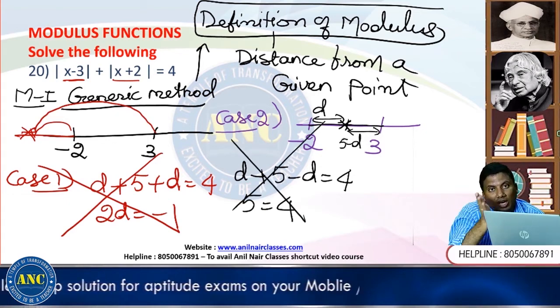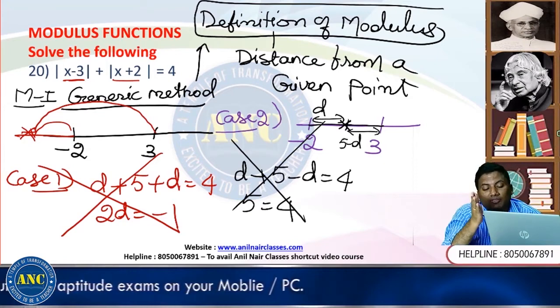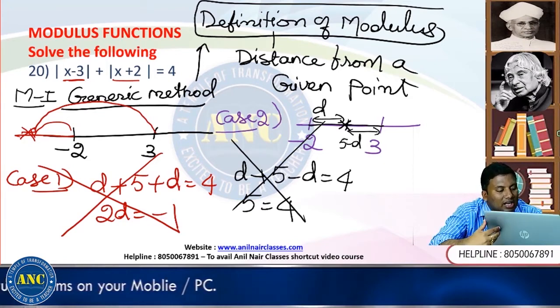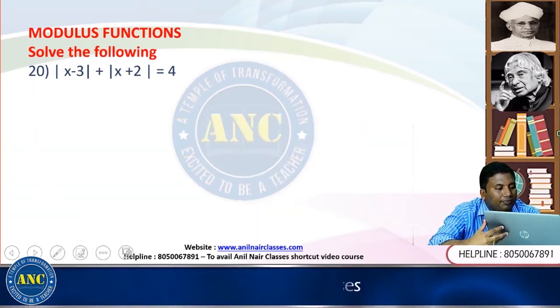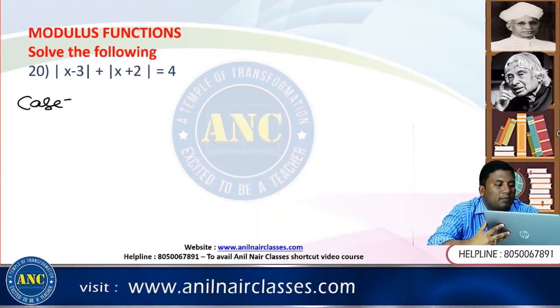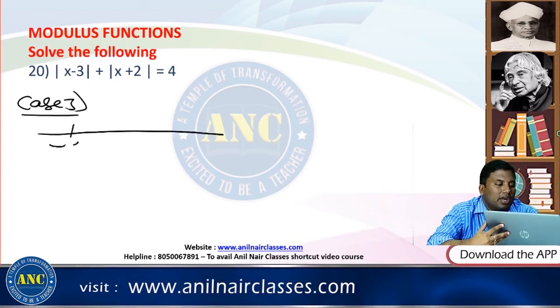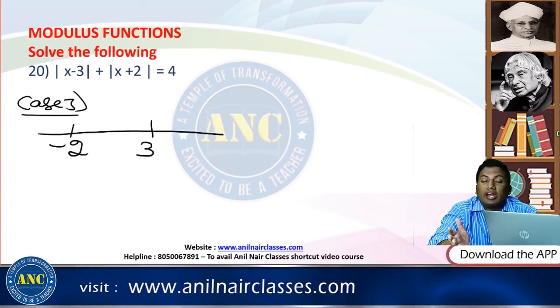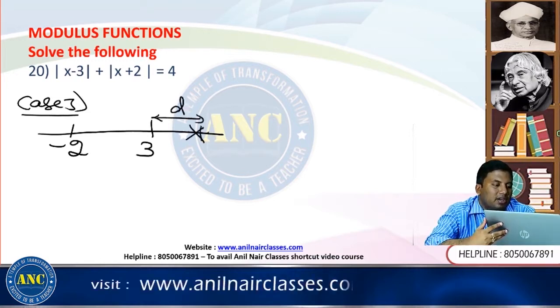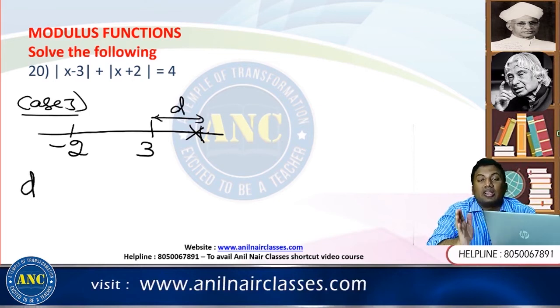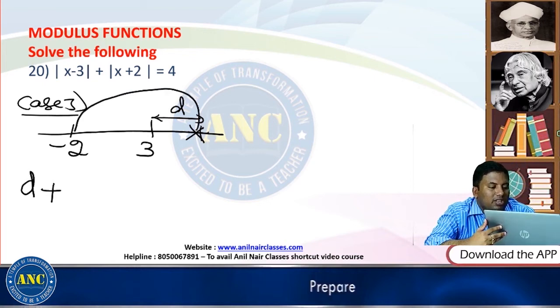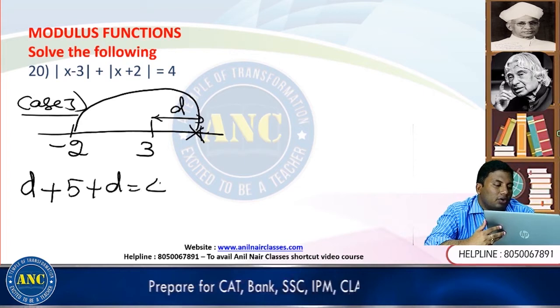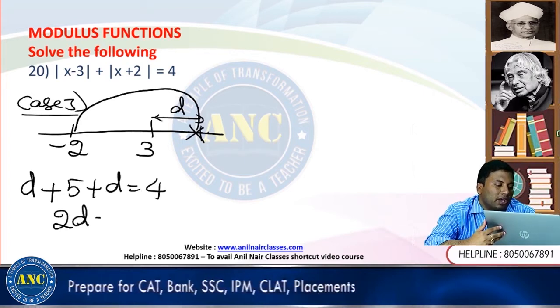I took a value to the left of minus 2. I took a value from minus 2 to 3. What is the third case? Case 3. Let there be a point to the right of 3. Let this distance be d. First one, mod x minus 3, means a distance from a given point. Mod x plus 2 from here to here. This is d and it is 5. 5 plus d equivalent to 4, which is 2d equivalent to minus 1.